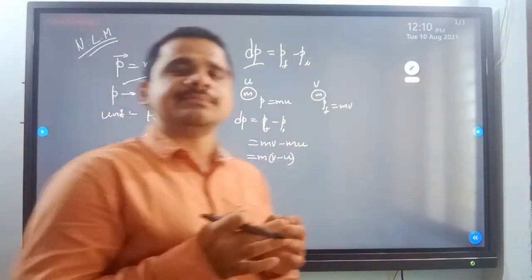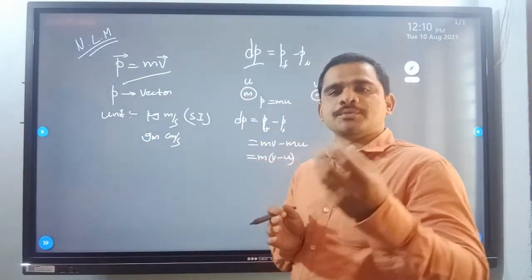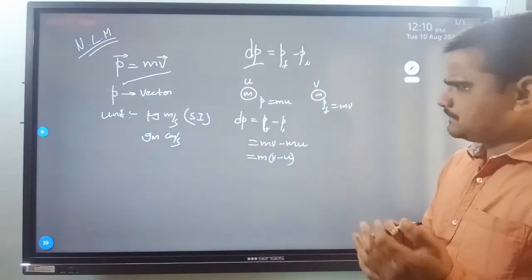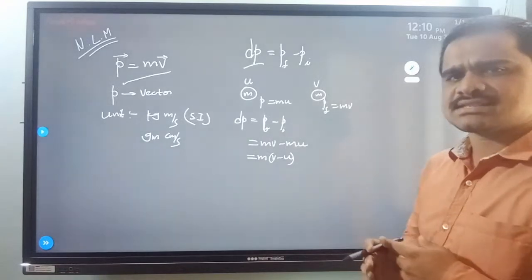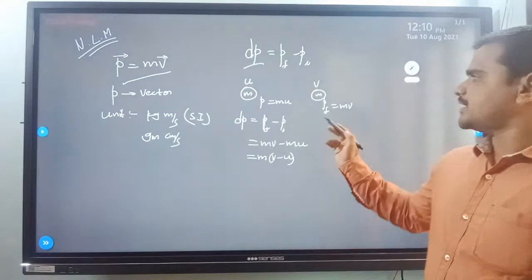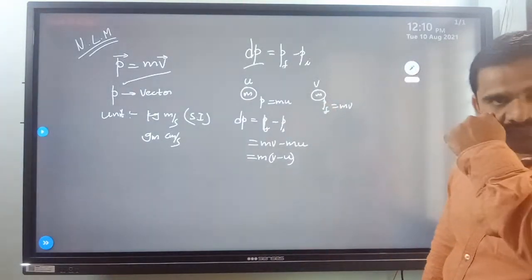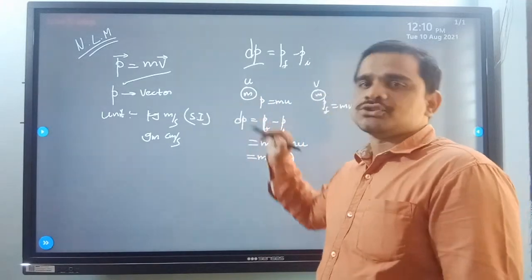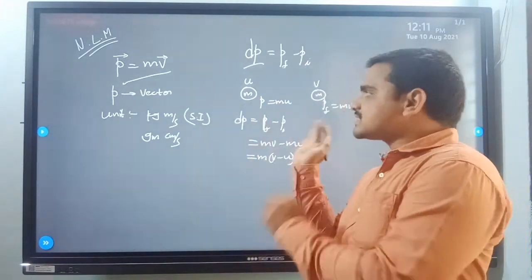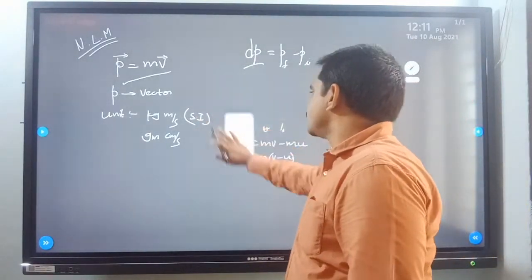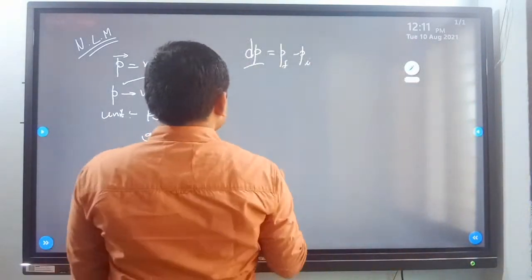Understood? Here I am taking an example of a body of mass m moving with a velocity u, and after some time its velocity becomes v. What is the change in momentum? Final momentum minus initial momentum. The final momentum is mass into final velocity, whereas the initial momentum is mass into initial velocity. So in this way we have to find the change in momentum. We will take one or two or three examples for easy understanding.